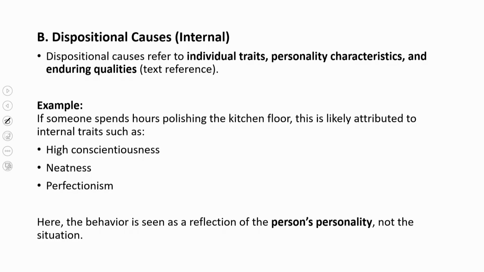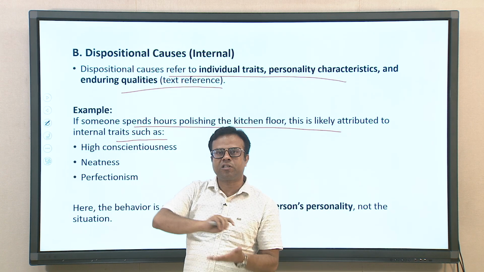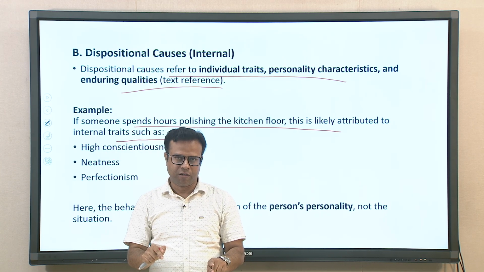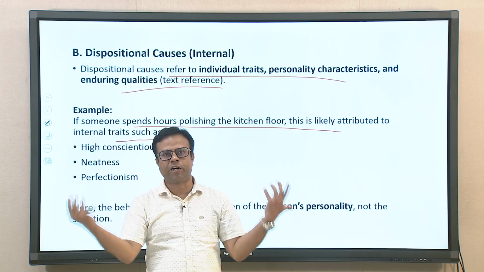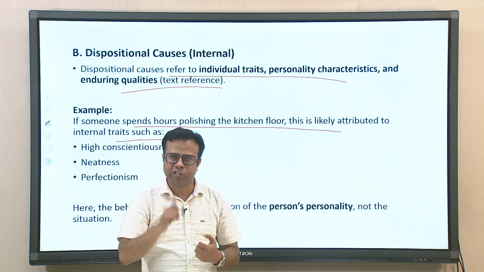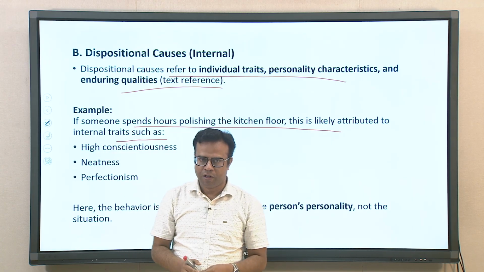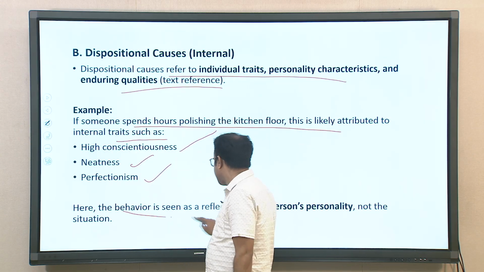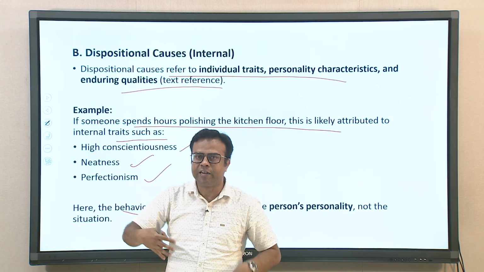These are called dispositional causes, which refer to individual traits, personality characteristics and enduring qualities. The person behaves because of their personal qualities. So, for example, if someone spends hours polishing the kitchen floor, this is likely attributed to internal traits. Hours and hours somebody is cleaning, again and again. This is not expected in terms of situational demands. Sometimes you clean, it is fine, but if you are cleaning hours and hours again and again, that shows something within that person, the person may be obsessed with cleaning. It may have nothing to do with the situation. It may be because the person has characteristics of neatness, perfectionism and so on, high conscientiousness. Here behavior is seen as a reflection of internal characteristics.